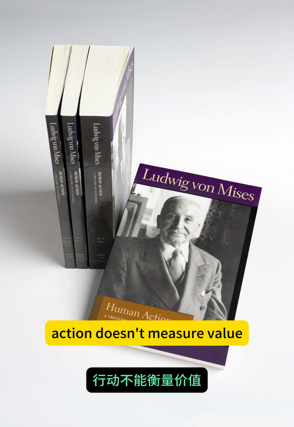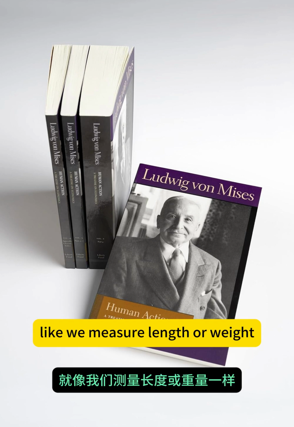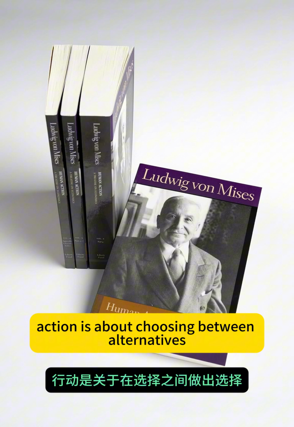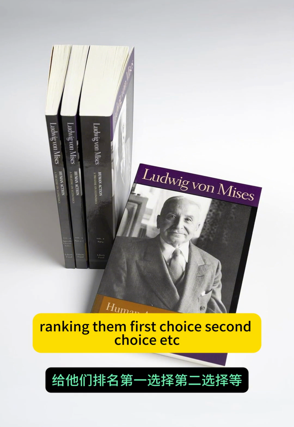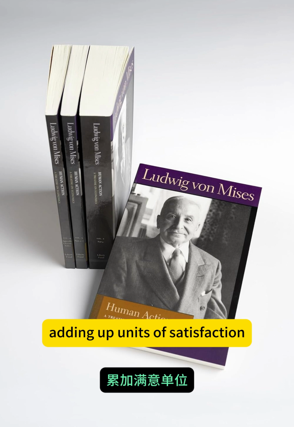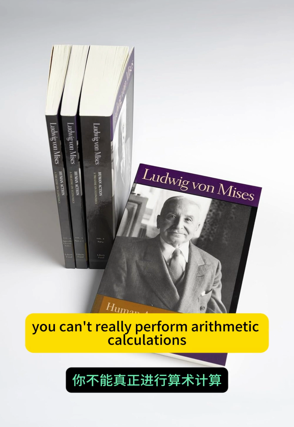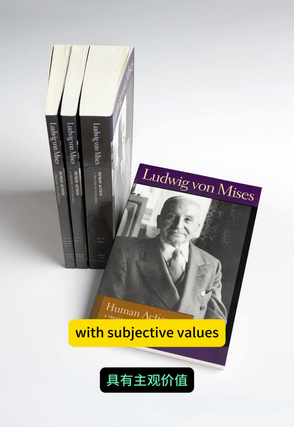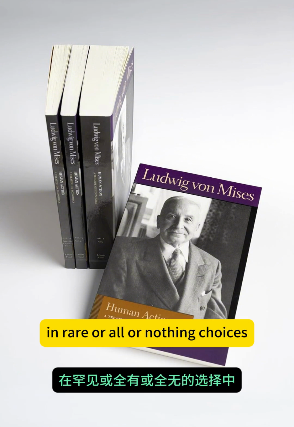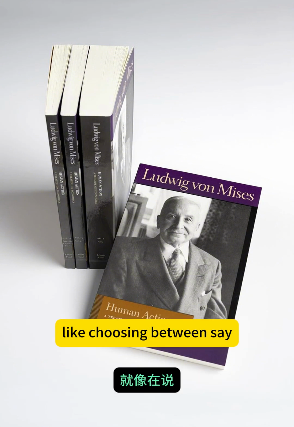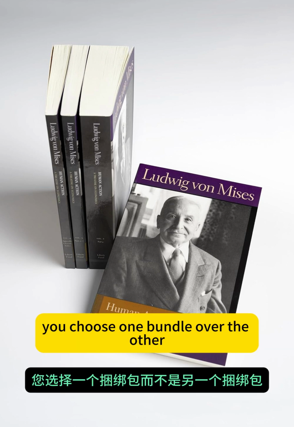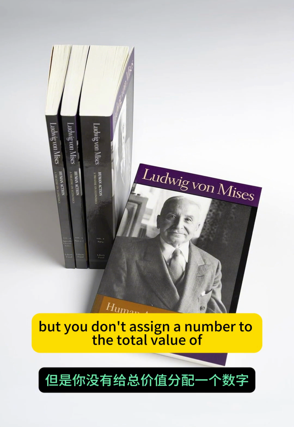And the source insists that action doesn't measure value like we measure length or weight. Right, that's a key point. Action is about choosing between alternatives, ranking them. First choice, second choice, etc. There's no little utilometer in our heads adding up units of satisfaction. You can't really perform arithmetic calculations with subjective values. Concepts like total utility are only really meaningful in rare all-or-nothing choices, like choosing between, say, keeping all your horses or keeping all your cows. You choose one bundle over the other, but you don't assign a number to the total value of each.